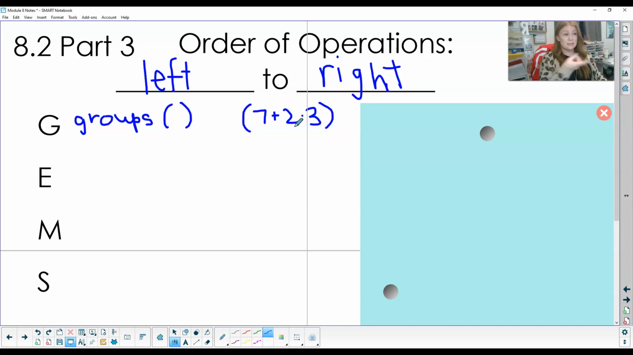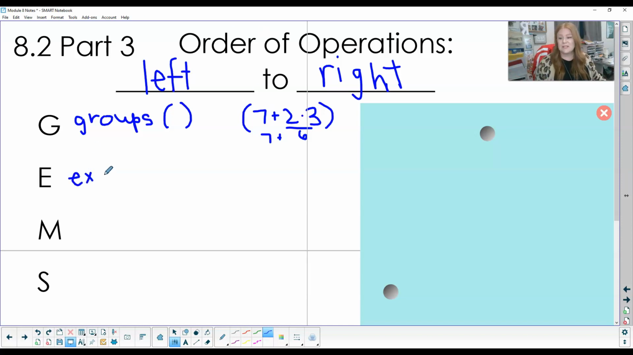Are there more parentheses inside the parentheses? Not in this one. Are there exponents? Not in this one. Then are there multiply and divide? Yes, which is 6. Then I would add on the 7. So it's not 7 plus 2 times 3. Got to do 2 times 3 first, then the 7. So order of operations applies all the time, whether you're in parentheses, out of them, variables, no variables, you always have to follow your order of operations.